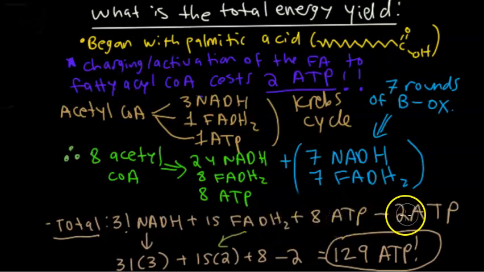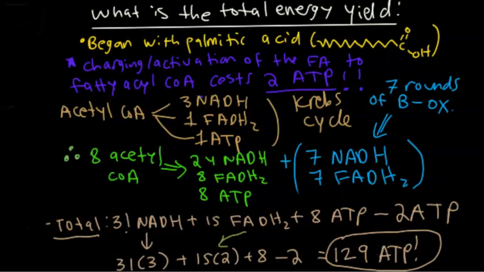So in total, we make 24 plus 7, or 31 NADH, 8 plus 7, which is 15 FADH2, and 8 ATP. But we use 2 ATP for activation, so we have to subtract it. Since we get 3 ATP per NADH and 2 ATP per FADH2 in the electron transfer chain, the total is 31 times 3 plus 15 times 2 plus 8 minus 2 for a grand total of 129 ATP molecules. So that's a lot of ATP from fatty acids.